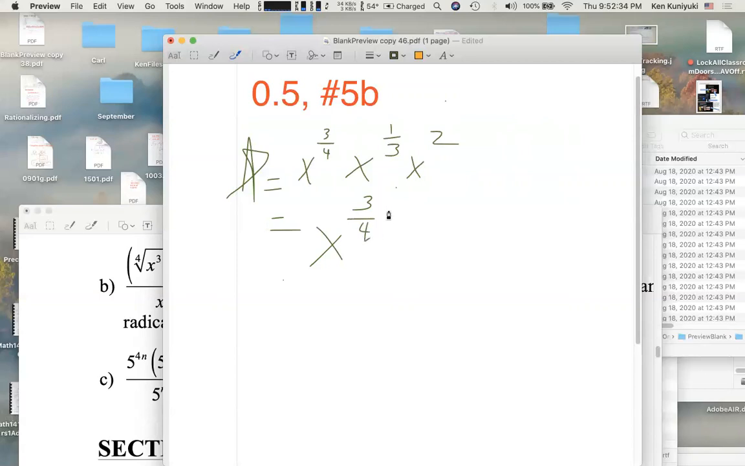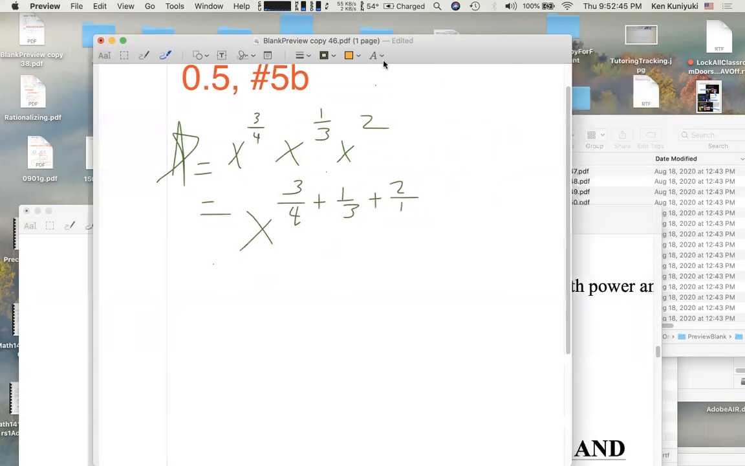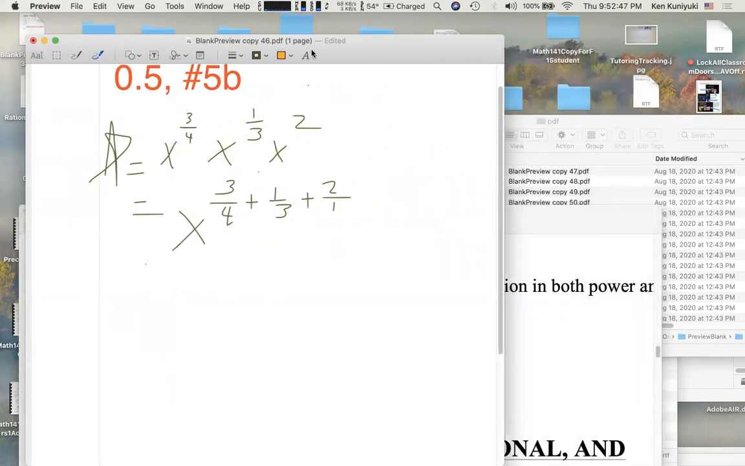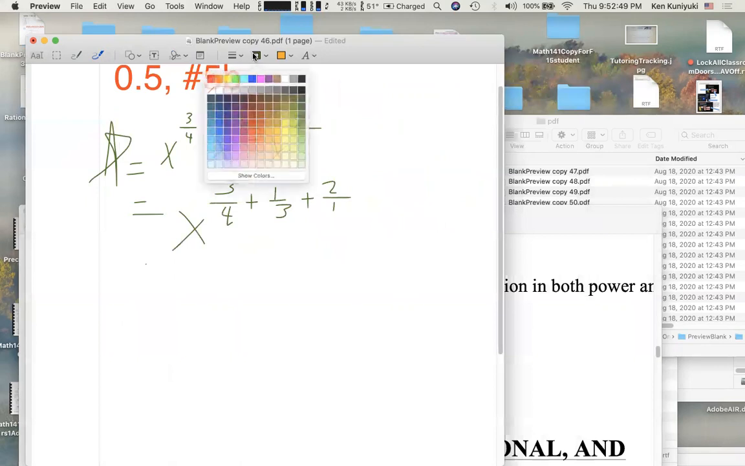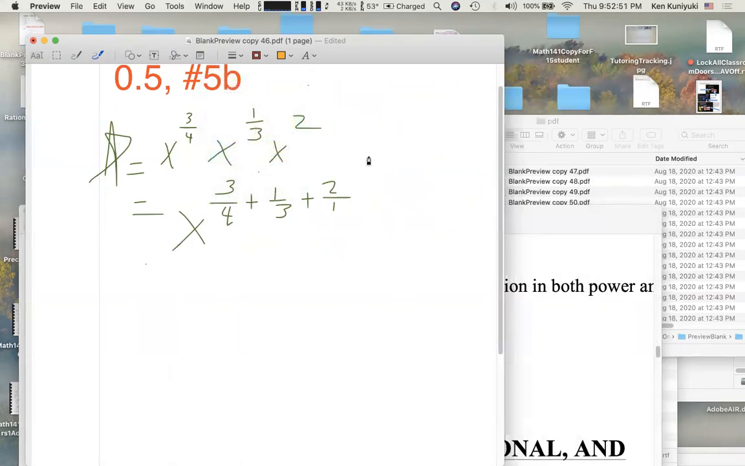3/4 plus 1/3 plus, I'll write this as 2 over 1. And no joke, this is a hard part for people, fractions. Common denominator, right. This gets people. Okay, I'll complete. The common denominator is 12. So I'm going to focus on the exponent here.